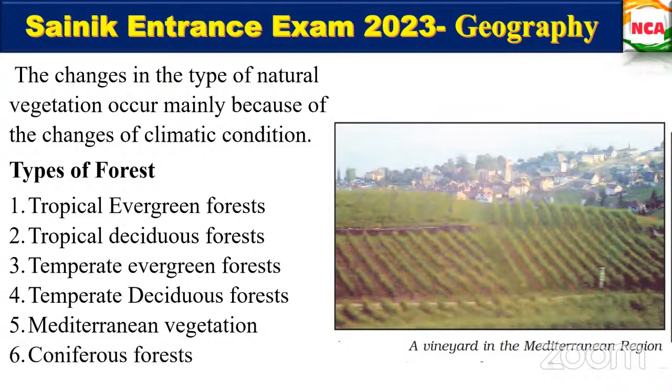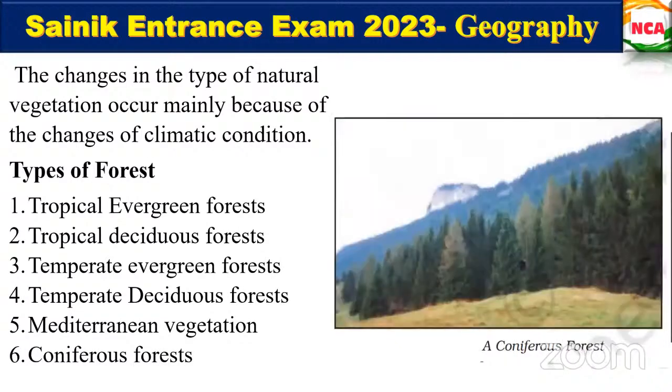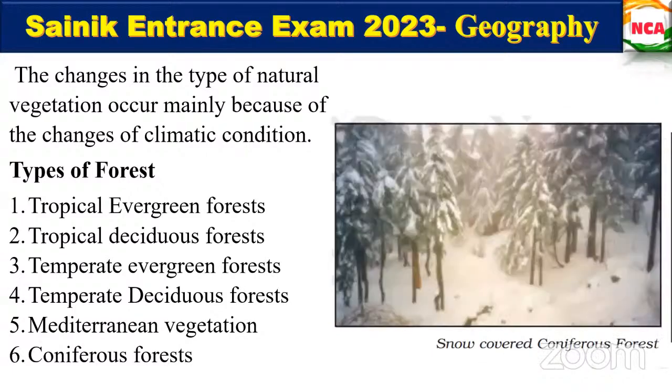Okay, next is coniferous forest. Coniferous forest will be like this, based on the topography of the area. We have a snow covered coniferous forest as well. Why is the coniferous forest like this? Any idea? Why do we say cone-shaped forest? Why is this type of forest found at the poles and in high elevations? What is the reason? Any idea? So that the snow does not get covered on the trees' leaves.